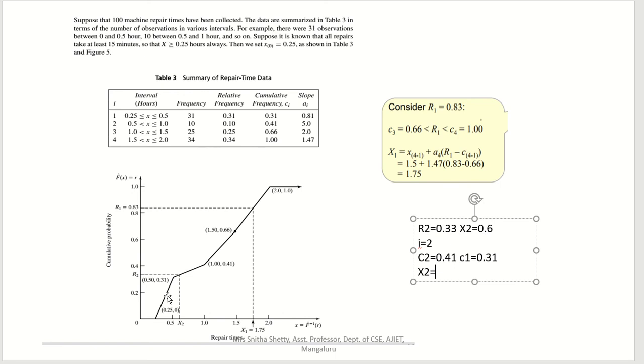X2 is equal to x(i minus 1). I is 2, right? So x(i minus 1) is x1. Plus, next is a_i. What is a_i? a_i is a2. Then next, the given random number R minus c(i minus 1). So c(2 minus 1) is C1.